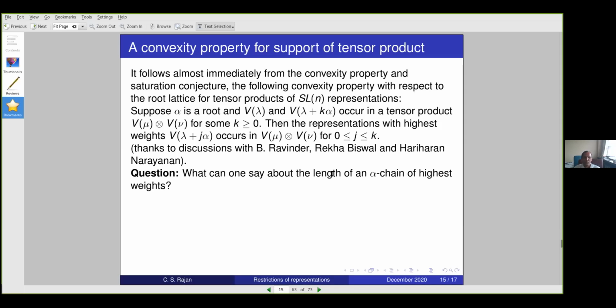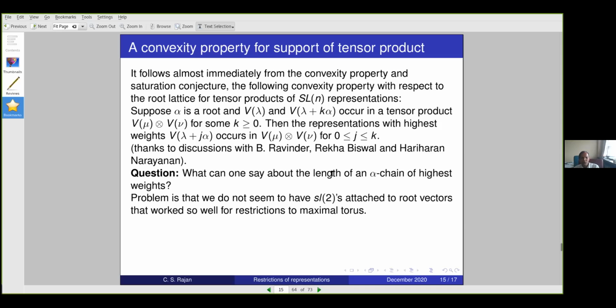So just like in the restriction to the maximal torus, I don't know what one can say. There one knows what the alpha chain is. At least for alpha a root, you know that the alpha chain length is just mu evaluated on the co-root, right? That's the length. So can one say anything about the alpha chain? Is there a possibility of saying anything in the case of tensor product? Of course, one can raise other questions, but I'm just raising this.